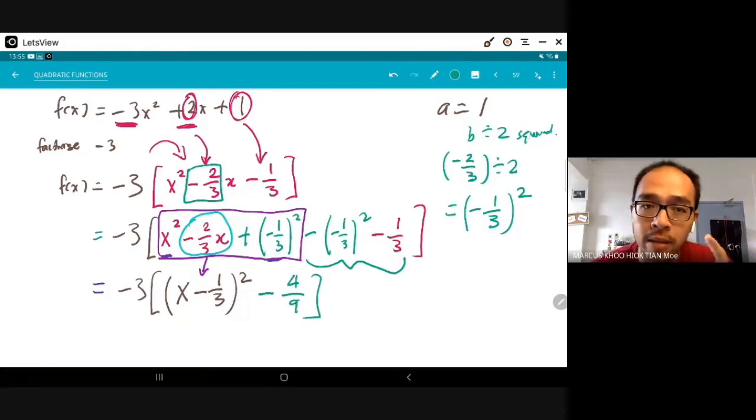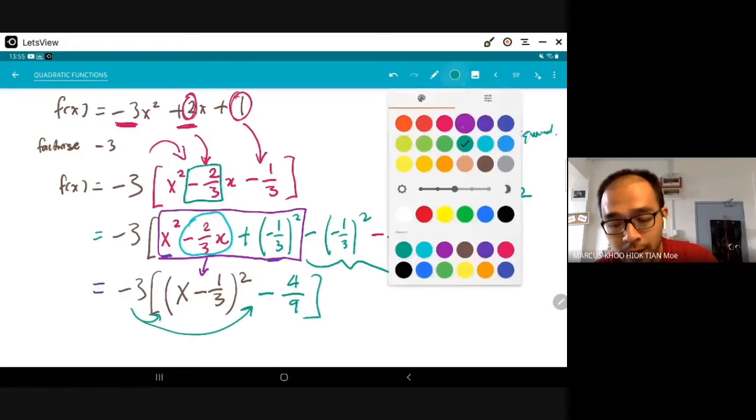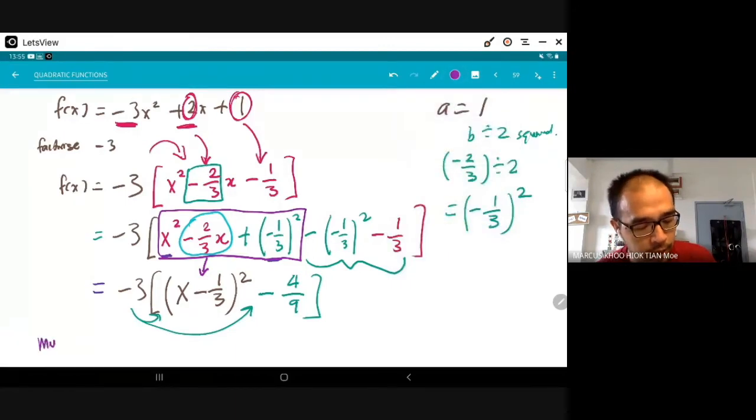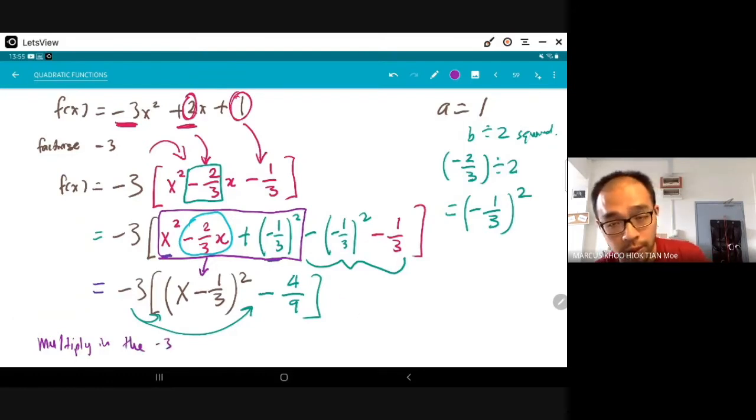The last and most important step is this negative 3: we have to multiply it back in. After you factorize, you multiply back. Multiply in the negative 3, and so you will get negative 3, leave this bracket alone, let this bracket be, plus 4 over 3.